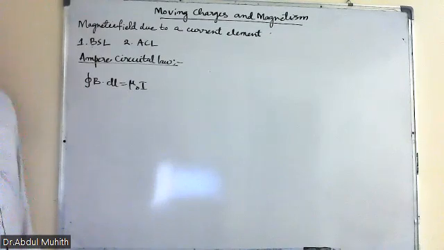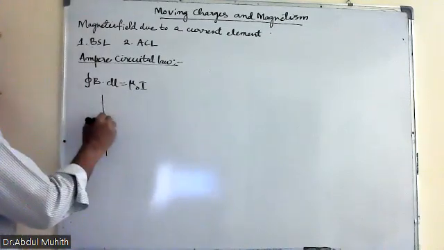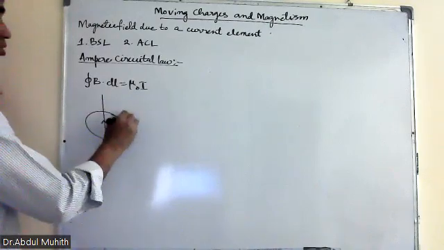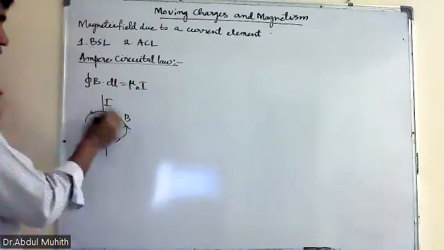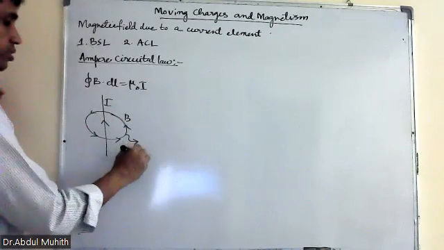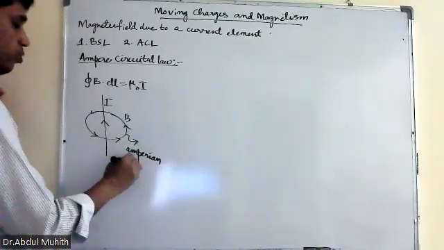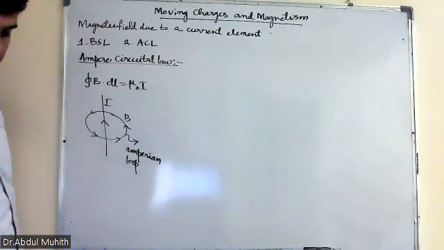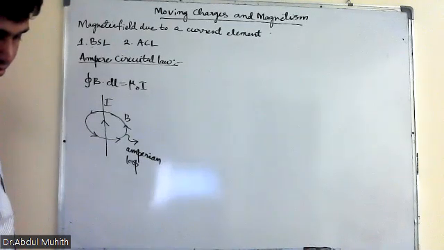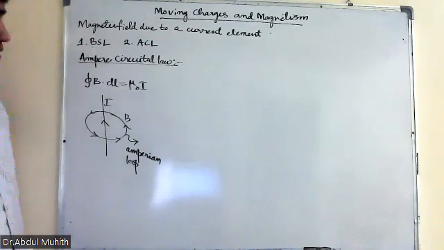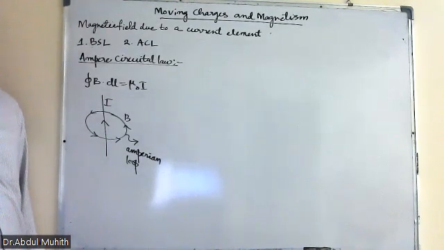So he says that suppose this is a current carrying wire, around it there is a magnetic field. This loop, this circle, I is the current in the wire, B is the magnetic field. That loop is said to be the Amperian loop. Now, I is the current, B is the magnetic field. Clear?